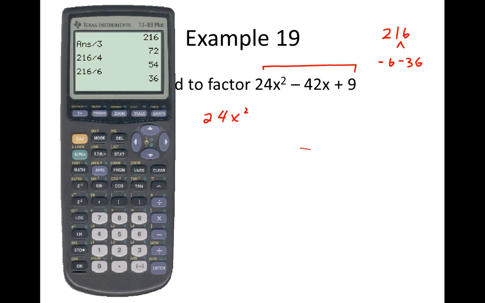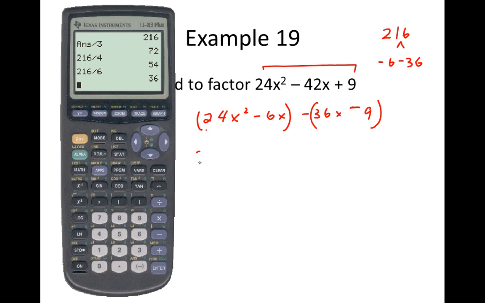So 24x squared minus 6x minus 36x plus 9. Let's group them up. Careful with your signs in here. Change that to a minus. Should we make things look a little better on screen? So I went ahead and took that out. Okay, so what are we going to have here?